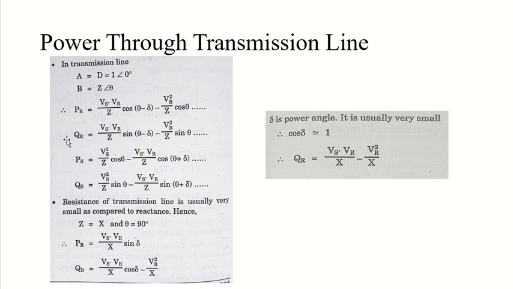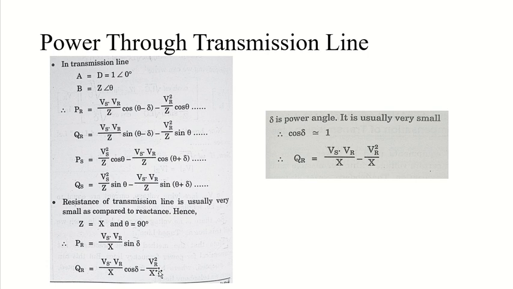Now come to the QR, the reactive power of the receiving end. So VS VR by Z, where Z can be written as X. So VS VR divided by X sine theta minus delta. So the same thing will happen here. Theta is equal to 90 degrees, which means sine 90 minus delta, which is equal to cos delta. So we have cos delta minus VR square by X into sine theta. The theta is 90 degrees, which means sine 90. Sine 90's value is 1, so we are not mentioning anything here.